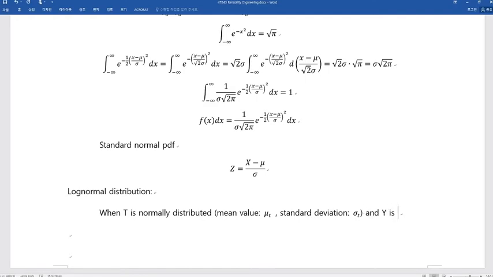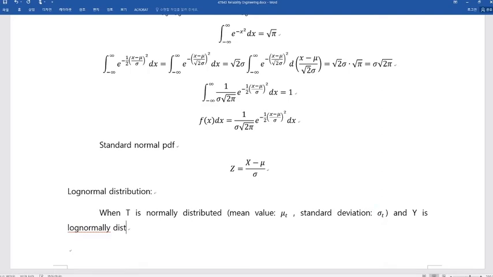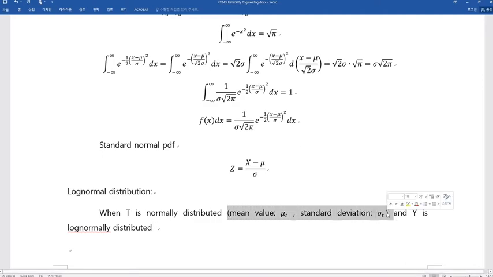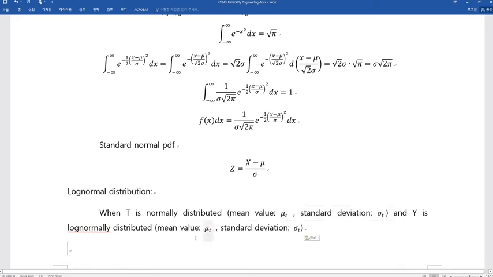and y is log-normally distributed. Of course, because this is also a distribution, this y will have a mean value, which is denoted as mu y, and standard deviation, also sigma y.